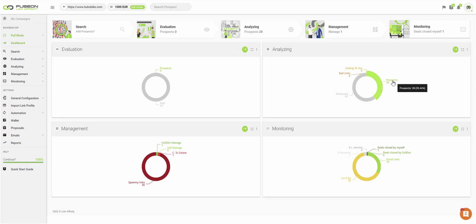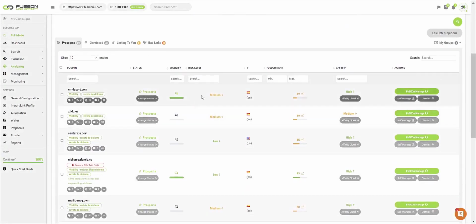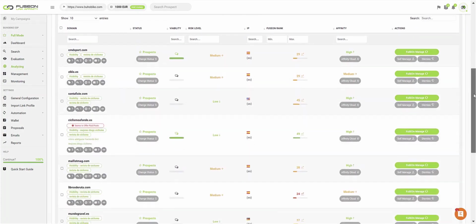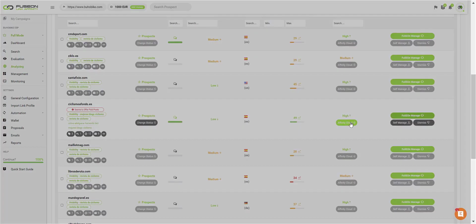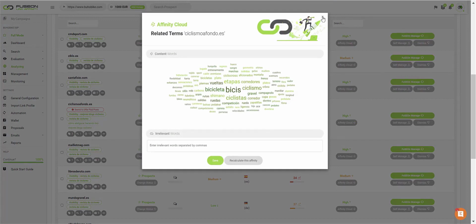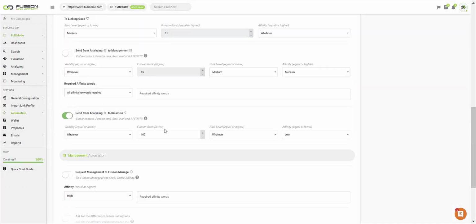So here we have to have prospects that have calculated the affinity automatically, and that meet the quality criteria that we have marked of red level, affinity, etc. And here we have the calculated affinities that have been calculated automatically. So far so clear. That is the basic configuration of automation.